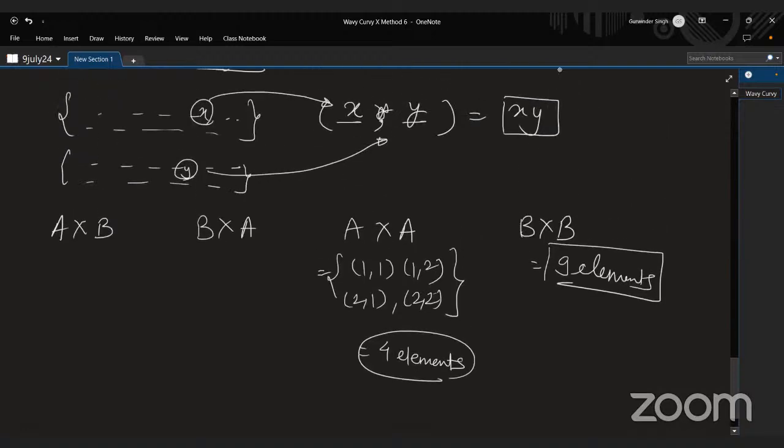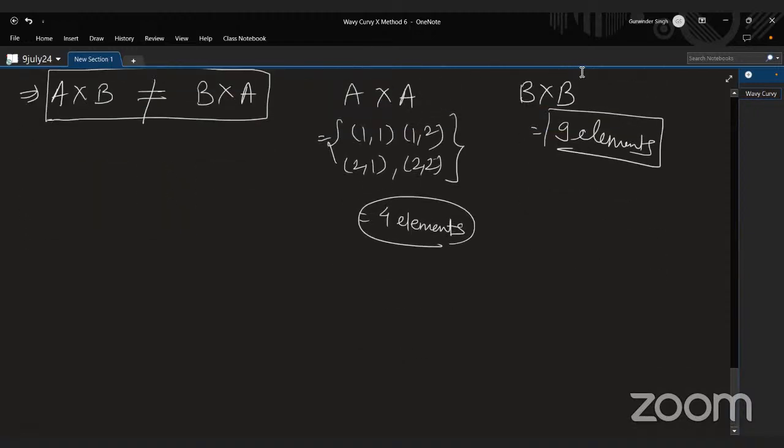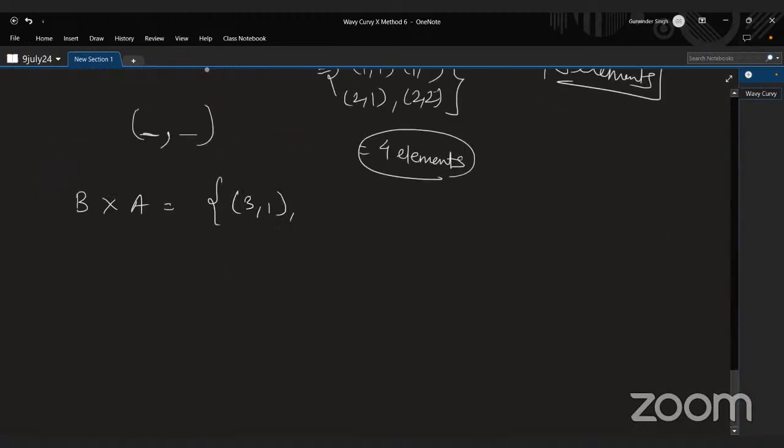So we just have to remember that A cross B and B cross A are not the same. Why? Because when we are taking B cross A, the elements of B come first in the ordered pair. So it will be something like 3 1, 3 2, 4 1, 4 2. These are different things because the elements of B come in front now. ठीक है, B आगे A पीछे. Easy right? कुछ था ही नहीं इसमें.